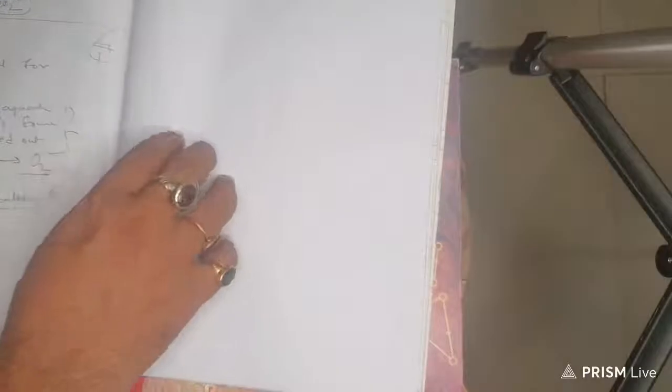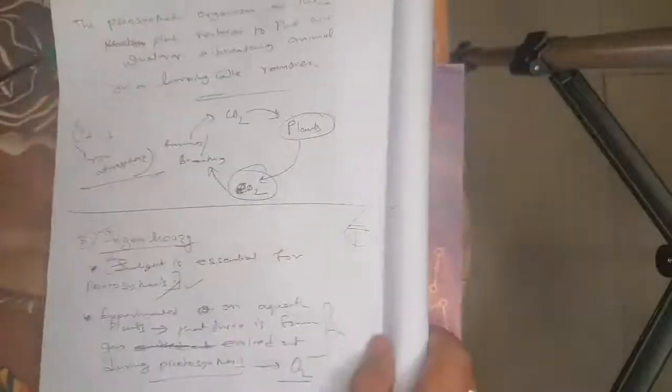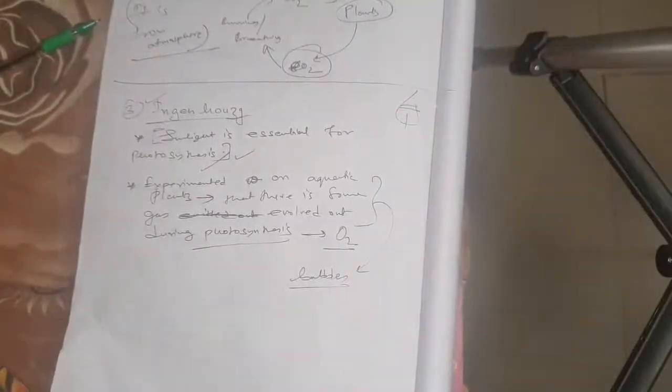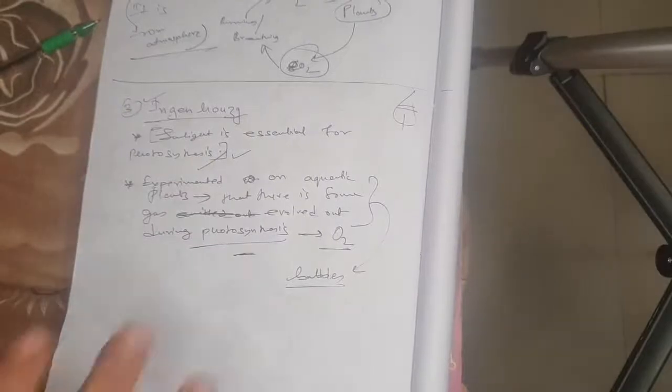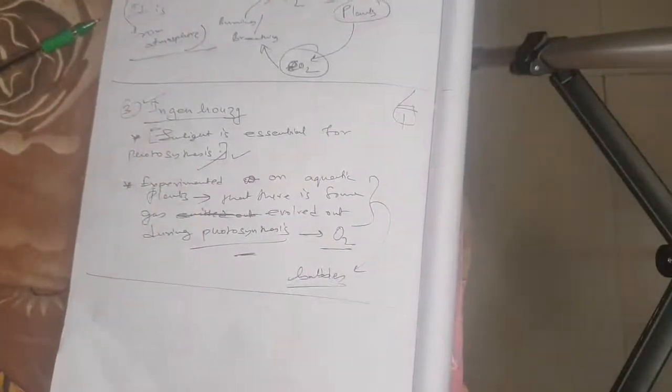And look at the third experiment. Joseph Priestley didn't know what. But then Ingenhousz said that okay, it's some gas which is evolved out. So they started providing links to each other. That okay, fine, this is what is happening in the process of photosynthesis.